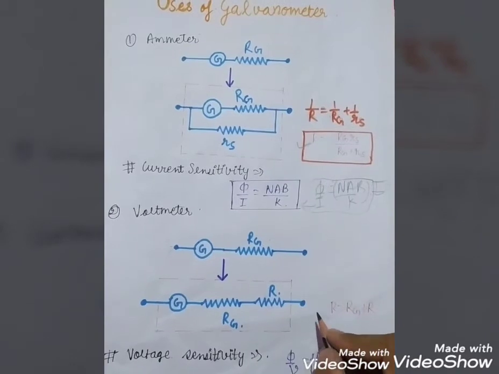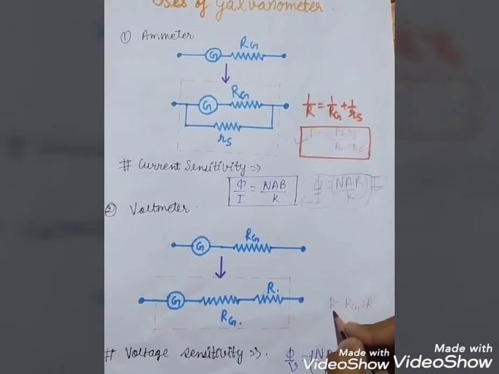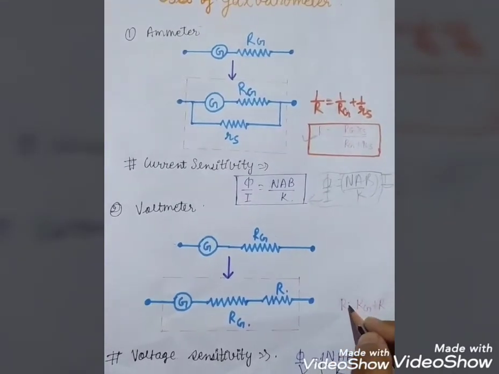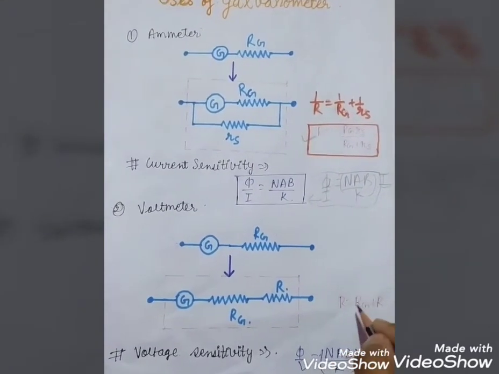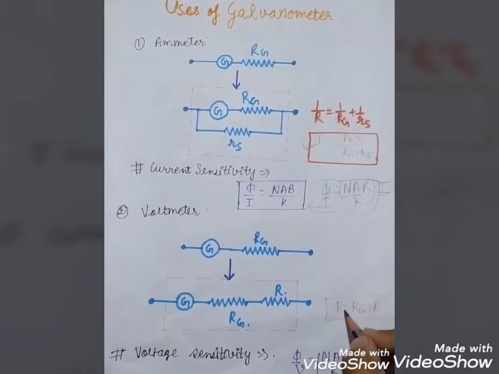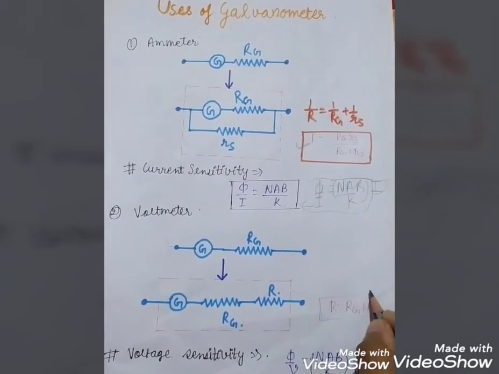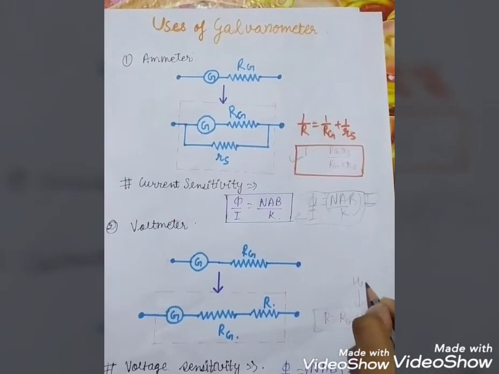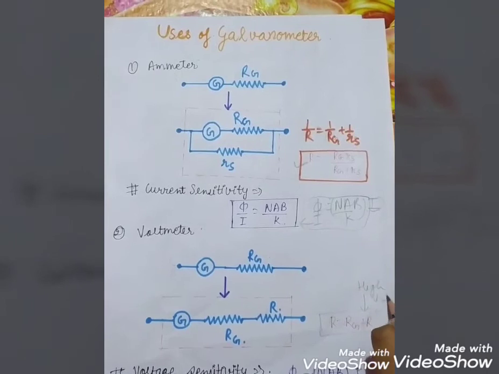So now what is the equivalent resistance? When two resistances are connected in series, how can we get the equivalent resistance? We get it by simply adding the two resistances. This is what I have done here. So the resistance is equal to Rg plus R, and I remind you that this resistance is of a very high value.